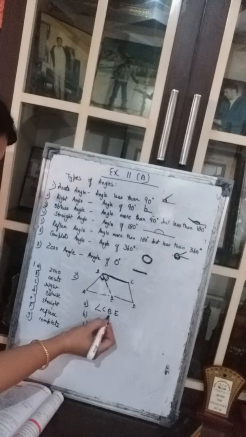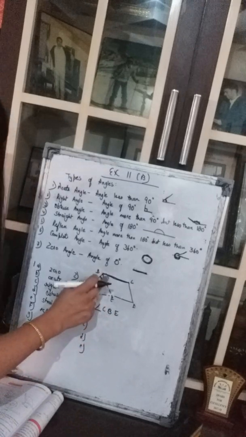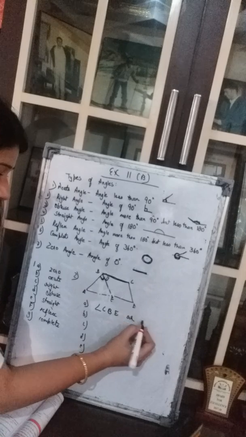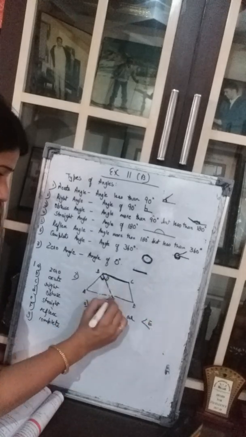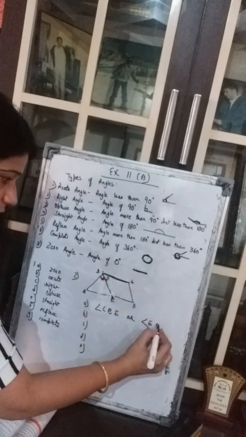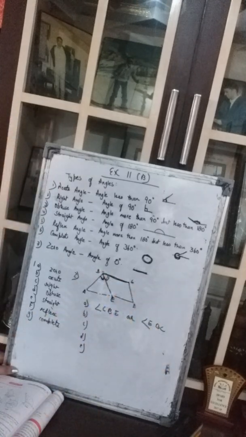Okay, B will always come in the center because the angle is being formed at B. Or you can write it as angle EBC. You can start from here also. You can write it like this also, whatever you want to write. Okay, now the B part.